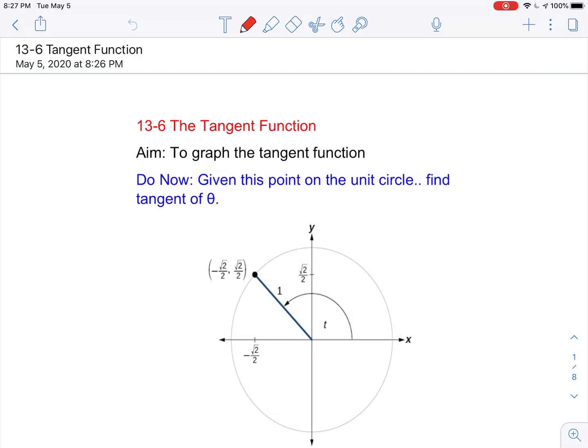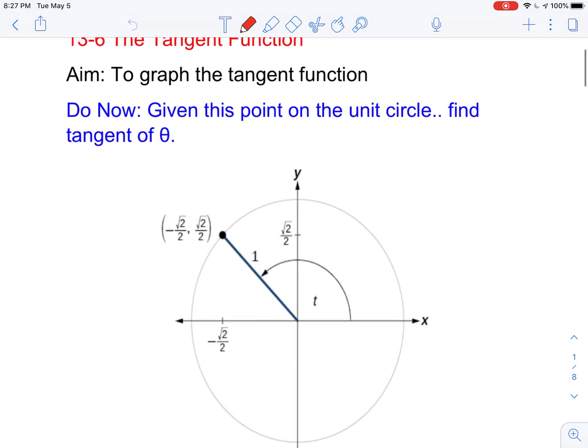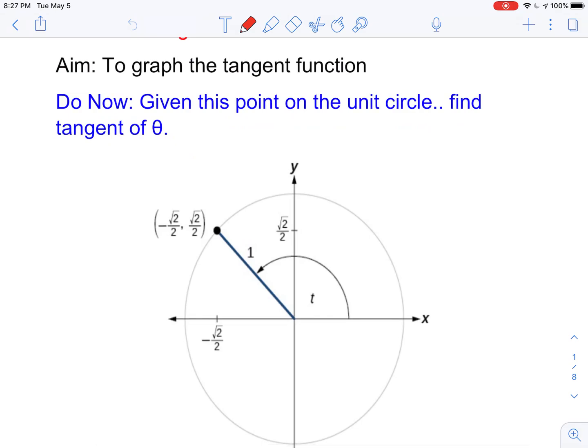So to do this, we do have to review a little bit. So we're given a point on the unit circle. How do we find the tangent of theta? Okay, so now this is graphed for us, so we just have to review how to find the tangent. So there's a few things we know about tangent. First, we know in terms of a triangle that it is the opposite side over the adjacent side.